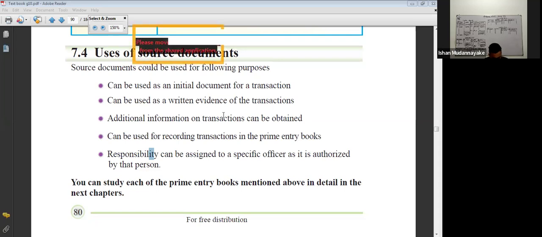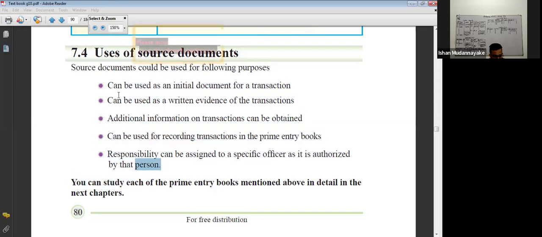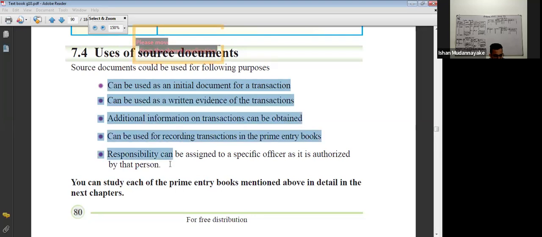Right. Now look at one of the source documents. This time, the examiner will test this point for grade 10 and grade 11 students. For the Western Province paper, the examiner will test these points.